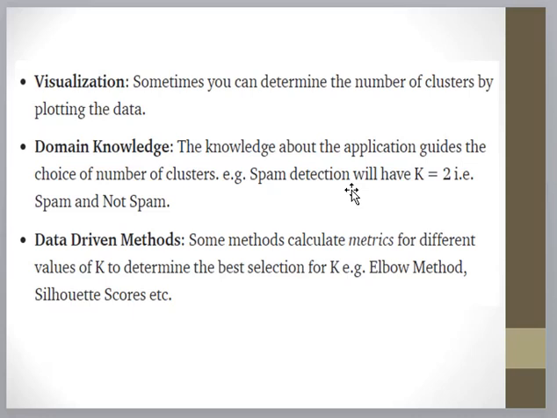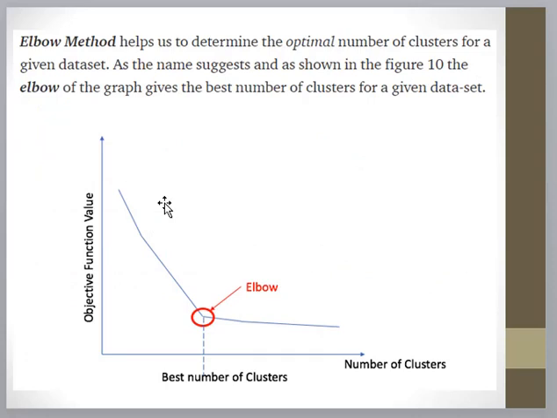The third thing can be the data driven methods, and in data driven methods we can have some methods that calculate different metrics for the values of k in order to determine the best value for k. And the most common data driven method is the elbow method, right? So let's have a look at this elbow method. As you can see in this graph, it is basically creating an elbow. That's why it is termed the elbow method.